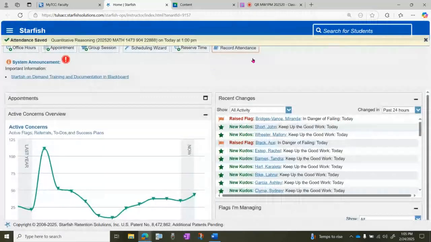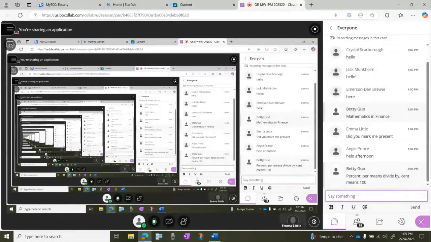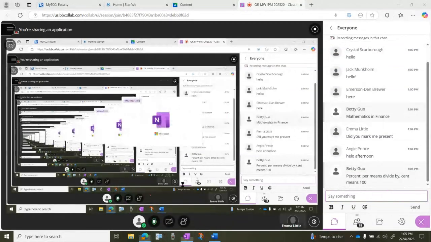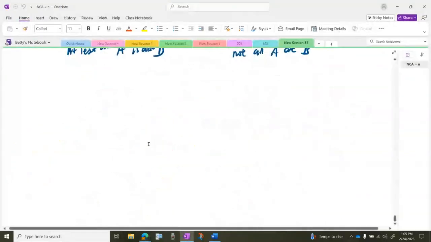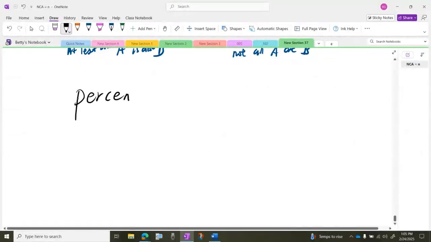So what I'm talking about, the first section of chapter 8 is about percent and its application in finance. All right, percent. Per here means divided by. Cent means 100. Okay, let me get my note. Percent. PER in mathematics means divided by.